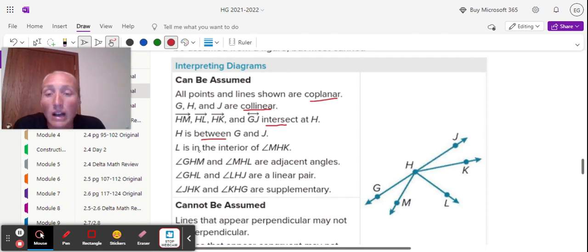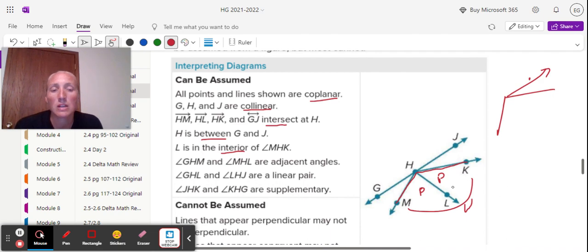Next assumption here: L is in the interior of an angle. If you look at how this diagram is made, they used MHK as the angle that's here. If we look at that angle, you can assume that L is inside that angle. It's not like L all of a sudden could be off to the side over here. If L appears to be inside of an angle, it is inside of the angle. And what that allows you to do is that you have a part plus a part equal to a whole situation in that case.